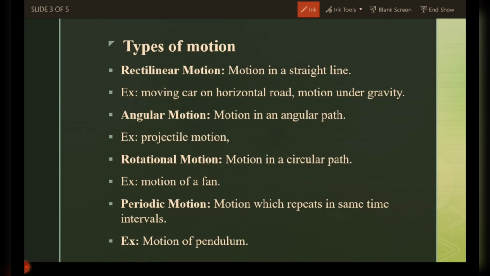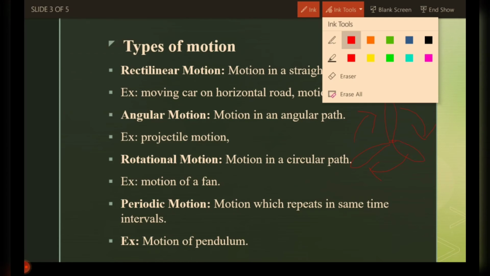Third one is rotational motion. The motion in a circular path is called rotational motion. For example, a rolling ball is also in rotational motion. Then the motion of a fan. The fan will be like this. It will be moving in a rotational path, right? This is also an example of rotational motion.